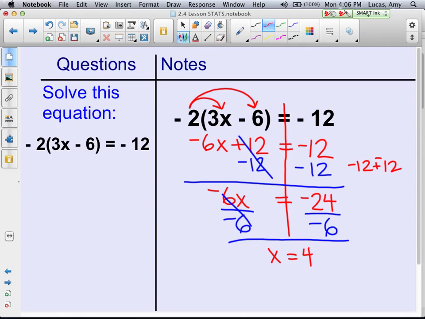And replace the x with 4. So right here, 3 times 4 is 12. 12 minus 6 is 6. Multiply by -2, and you get -12.